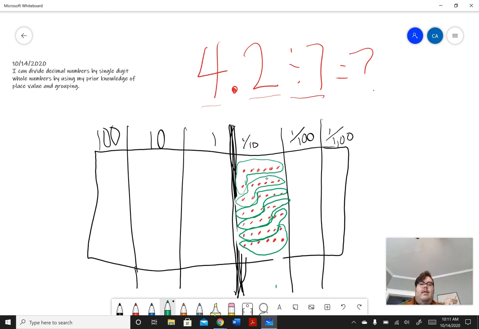Okay, and then we have 1, 2, 3, 4, 5, 6 groups. So 4 and 2/10 divided by 7 is equal to 6/10.